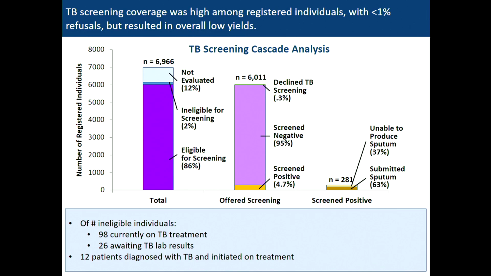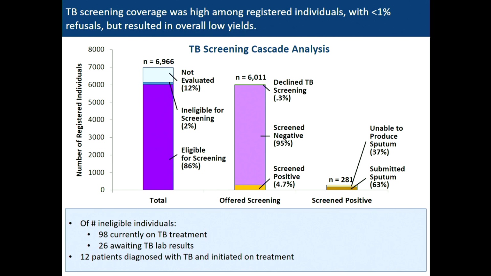Of those who we followed up with, 63% were able to submit sputum on the spot, and of the 37% who weren't able to produce sputum on the spot, around 60% we were able to follow up at home and collect that sputum. In total, we submitted lab results for 235 individuals, and we had a 94% result return rate, and diagnosed 12 patients with TB and initiated them on treatment, so a 5% positivity rate in the lab results.